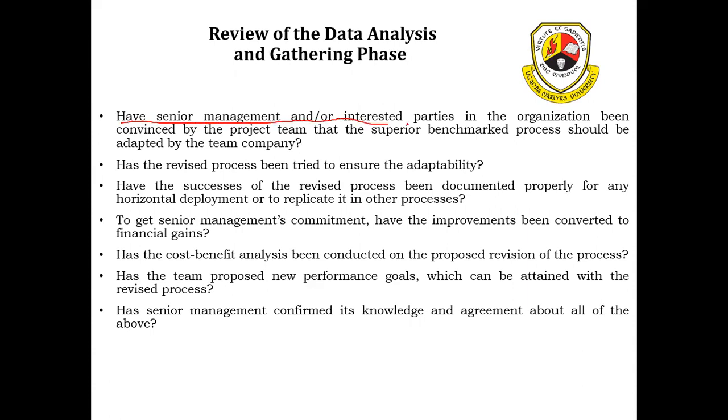Senior management's involvement. Make a presentation to senior management, because they need to see where the gap is. That revised process, because here you're proposing a revised process, we have to ensure its adaptability. Consider the adaptability of the revised process. For top management's sake, make sure that you convert the improvements to financial gains. Carry out a cost-benefit analysis to find out what will be lost and what will be gained.